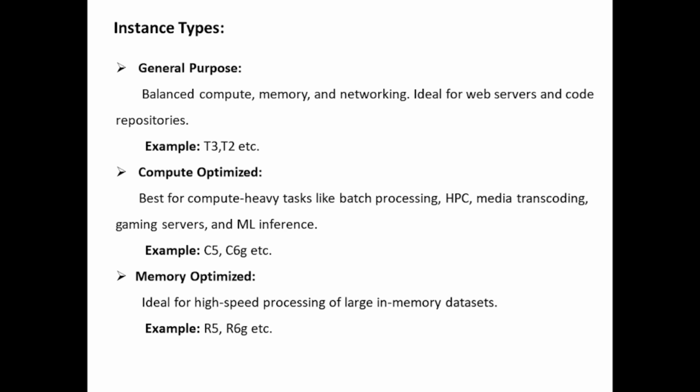Memory optimized instances are built for tasks that need a lot of RAM, perfect for in-memory databases, real-time big data analytics, or large caching systems. Examples: R5 and R6G. Based on our app's needs, we can choose the right type to get the best performance and cost efficiency. There are even more types like storage optimized and accelerated computing instances. Let's check those out next.